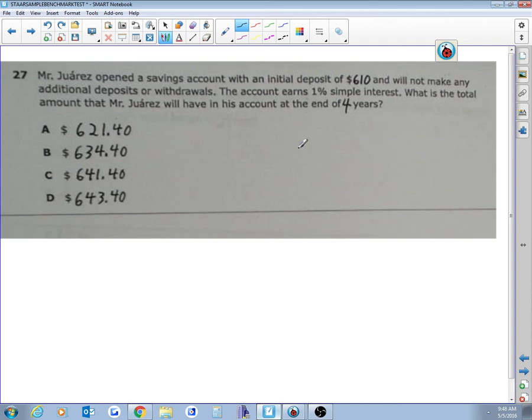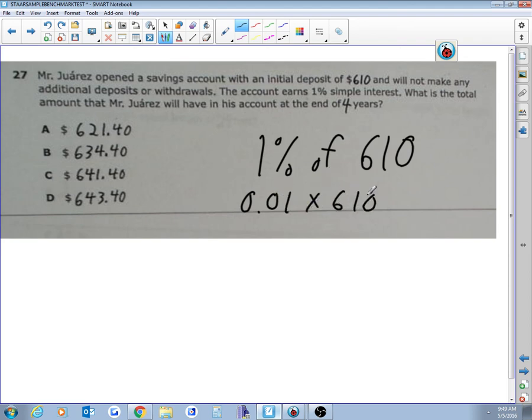Okay, so simple interest means we're not getting interest on the interest. We're just getting interest on $610 every year. So we got to find 1% of $610. And if you remember from earlier, that's 0.01 of means times 610. And really what we're doing here, we move the decimal twice to find 1%. So that's going to be $6.10 per year. That's how much he's going to earn per year on the 610.